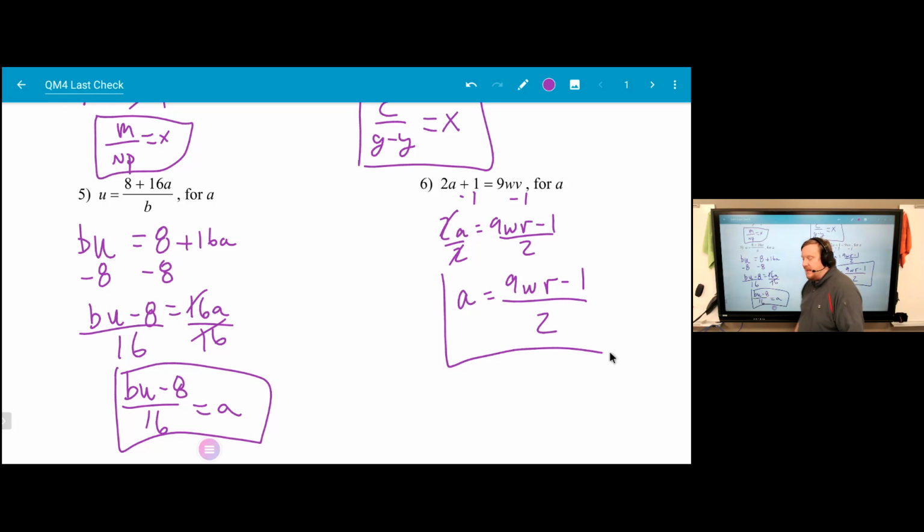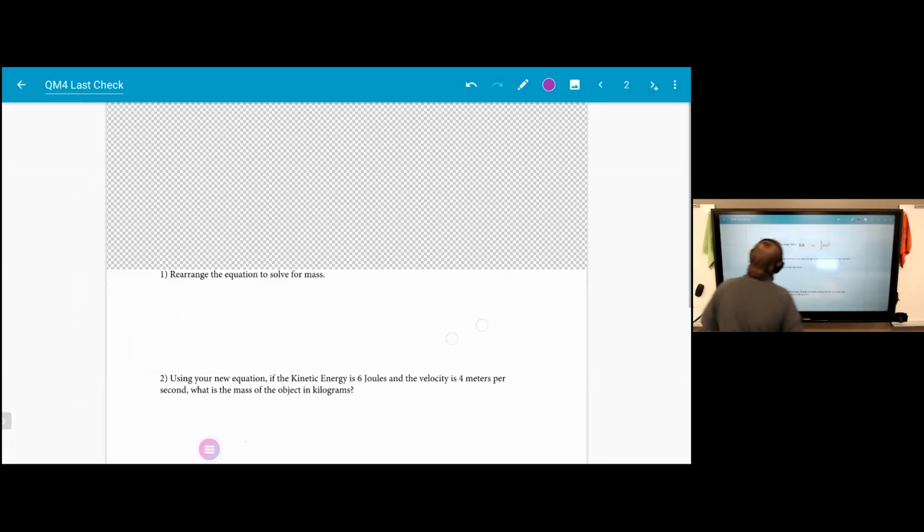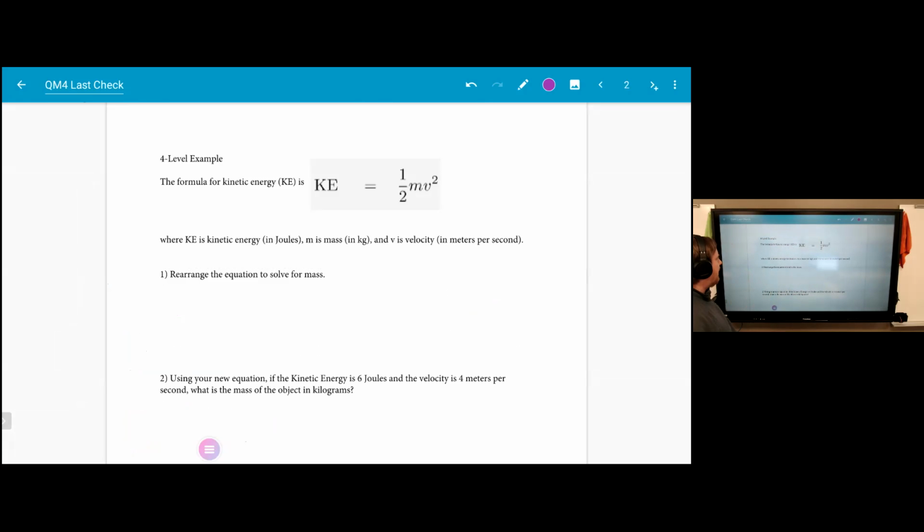If that was quick for you, that's all right, because you can pause it and go back and see what we've done. Again, this is the last check. This is the last one that I'm trying to get done here. So let's go to the level 4 question here. A lot of words. Let's see if we can figure this out.